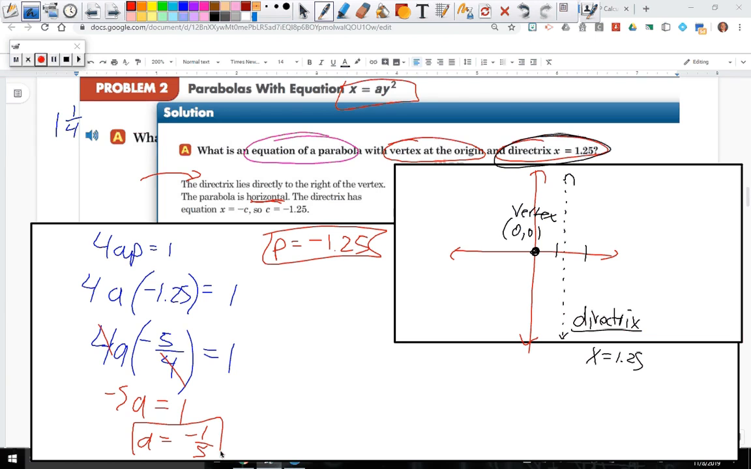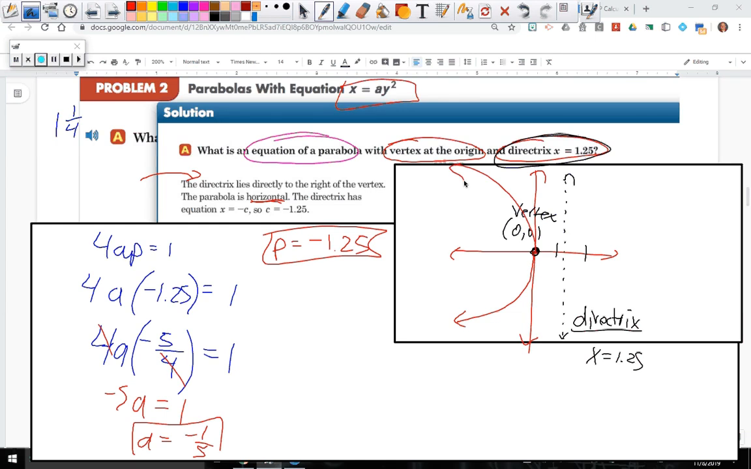That tells you it's a reflection looking down, and it has a compression by a factor of 5, or 1/5. So it looks like, oops, not down. It's not looking down, guys. What direction is it looking? Left. So it always looks away from the directrix.